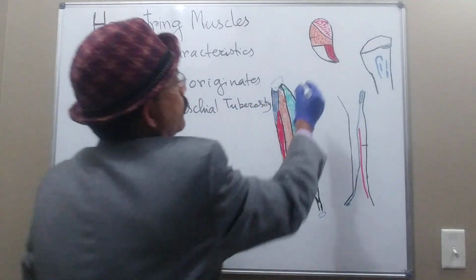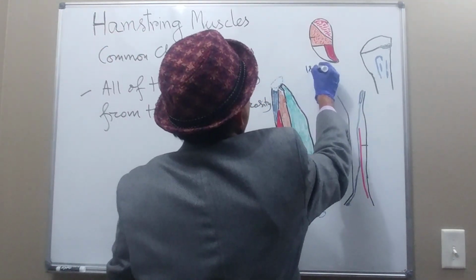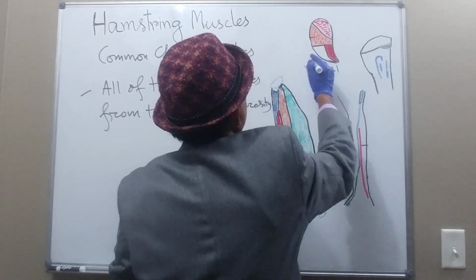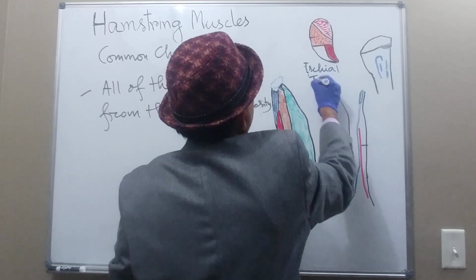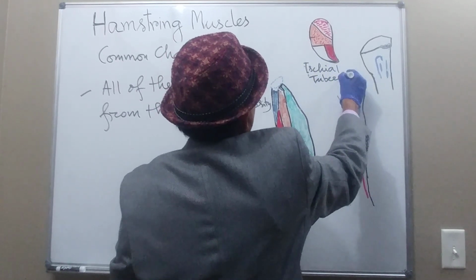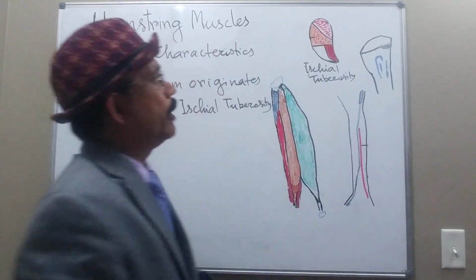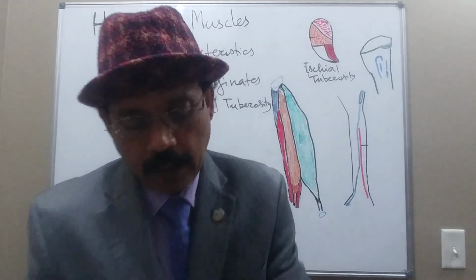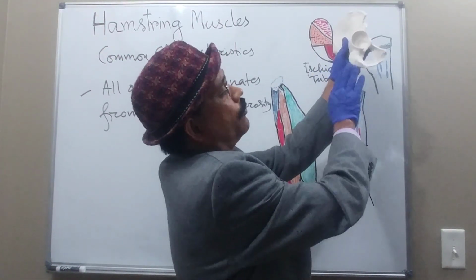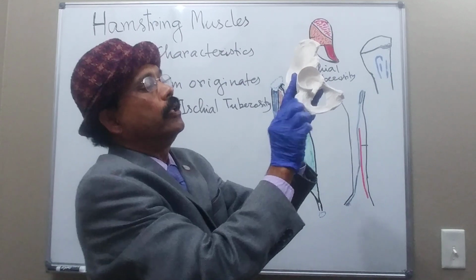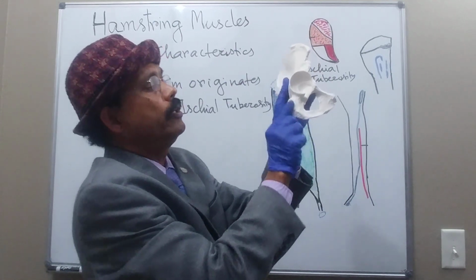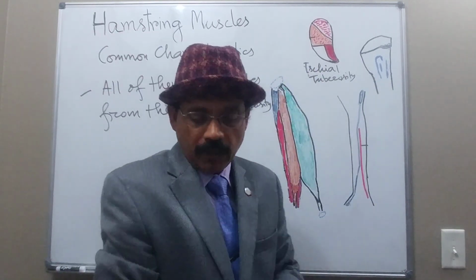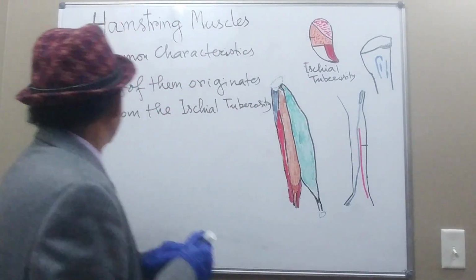Okay, so this is the ischial tuberosity, and all the hamstring muscles take origin from the ischial tuberosity. That is, all of them take origin from the ischial tuberosity. This is the ischial tuberosity, site of origin of all of the hamstring muscles. Okay, we got one characteristic.